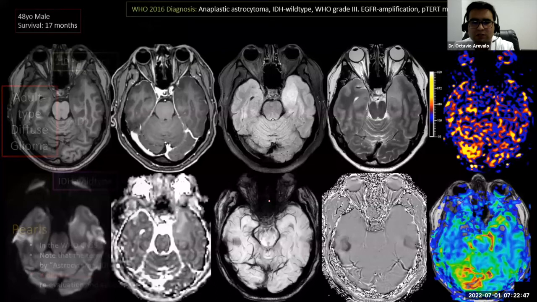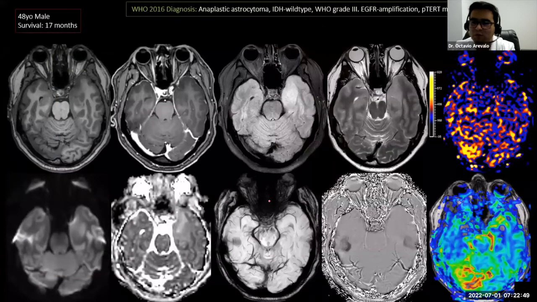So we are radiologists. We like pictures. You know, there is nothing more boring than a paper without pictures. So this is a patient. This is a 48-year-old male patient. And the survival was 17 months. And based on the 2016 diagnosis, this was called an anaplastic astrocytoma, IDH wild type, WHO grade 3. You see that? Grade 3 by histology. And this is an IDH wild type. And you know that for IDH wild type disease, you only have one option, which is grade 4.